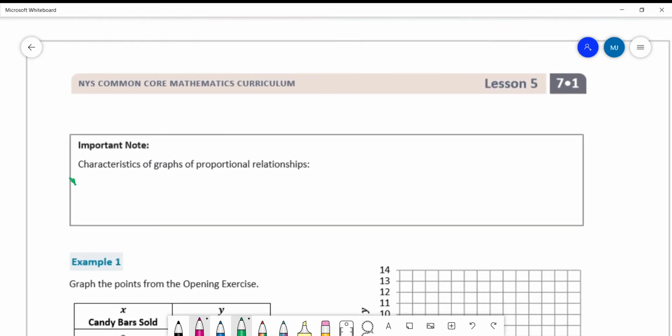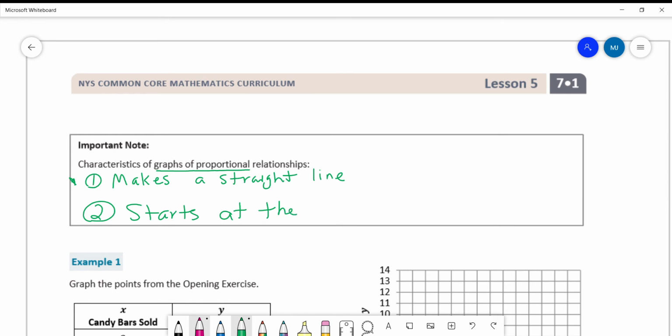So characteristics of graphs that are proportional. We're not dealing with non-proportional right now. We are dealing with proportional. So first thing, it makes a straight line. The second thing, that straight line starts at the origin. So it makes a straight line, starts at the origin.